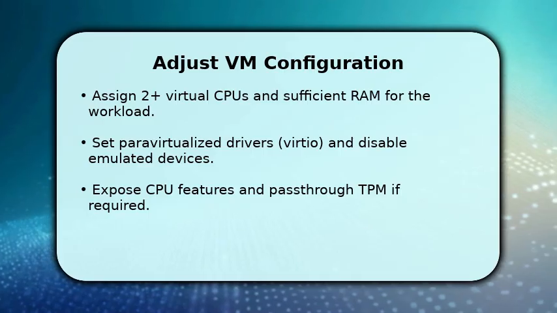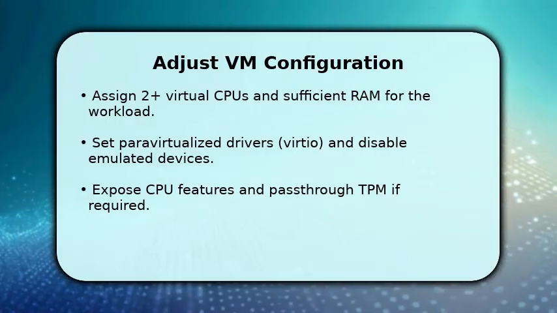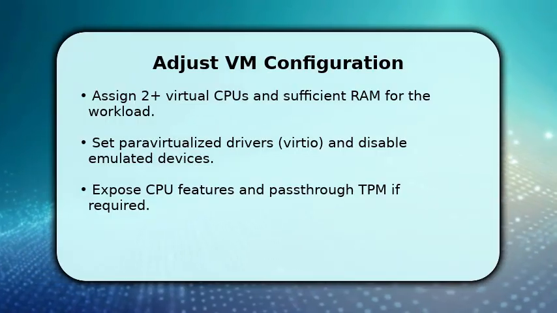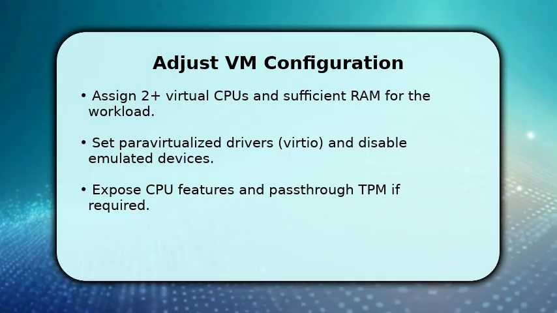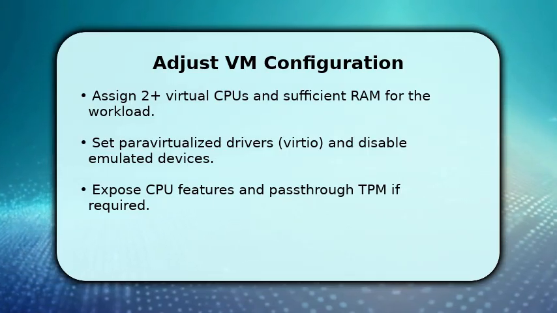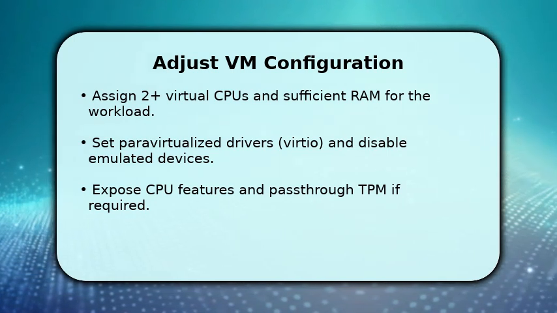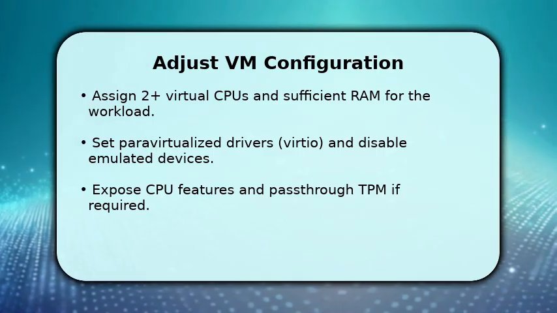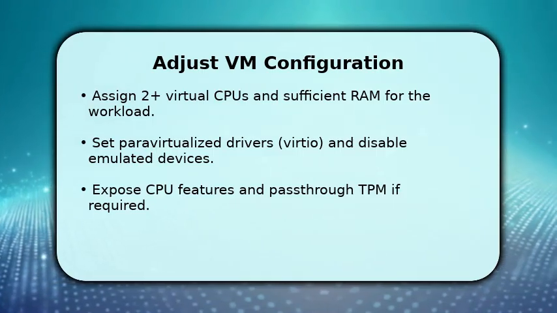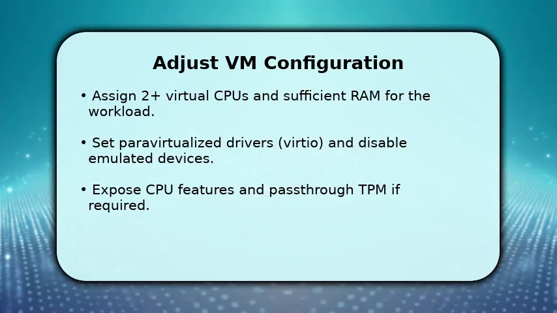to reduce emulated artifacts. Expose CPU features to the guest, enable host pass-through, or select a CPU profile that includes required flags. If software checks TPM or specific hardware, configure virtual TPM pass-through or device emulation carefully. Once these changes are applied, boot the VM and observe the system info to confirm the environment looks native.